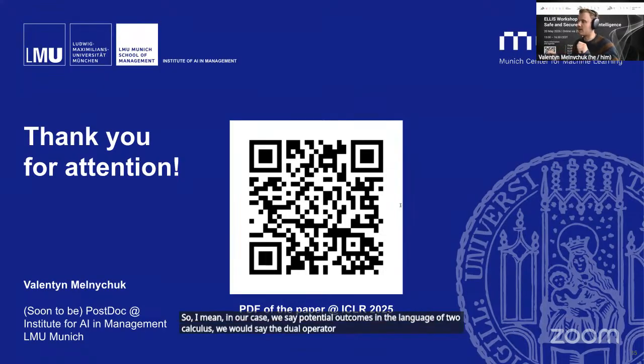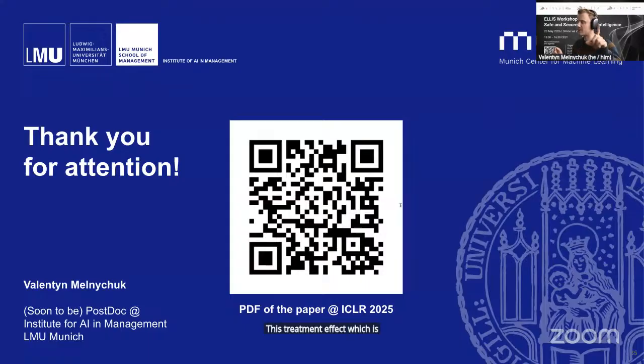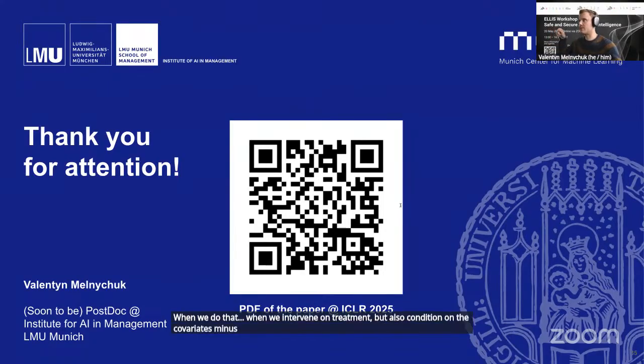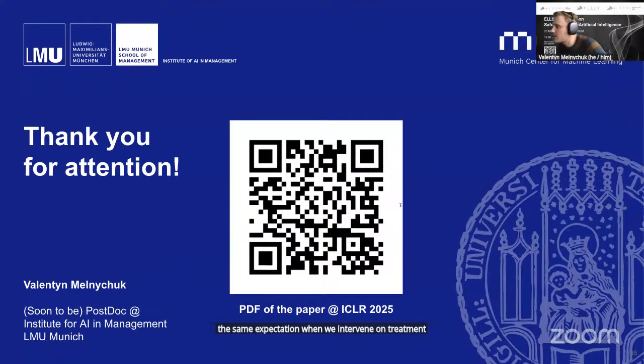In the language of do-calculus, we would say the do operator. So in our case, we would ask how we can learn this treatment effect, which is the expectation of the outcome when we intervene on treatment, but also condition on the covariates, minus the same expectation when we intervene on treatment and set it to control.